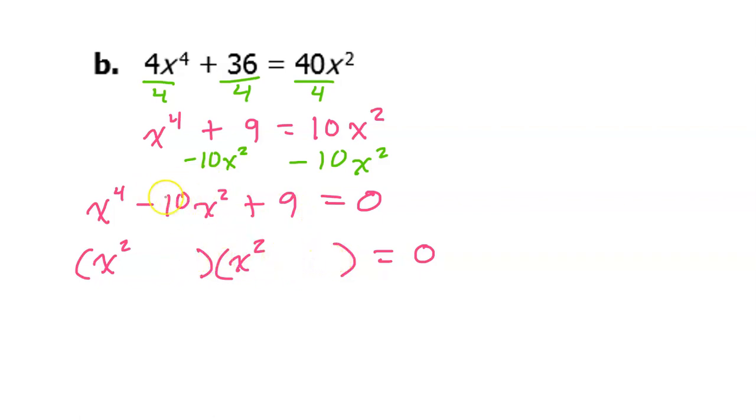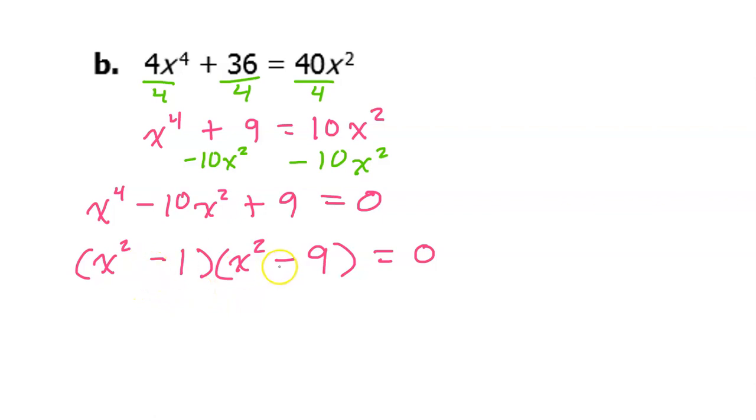But I'm keeping my eye on the middle term of negative 10, and that makes me think that it's going to be 1 times 9. Now, in order to make a negative 10, this is going to have to be negative, and this will have to be negative. That will give me a negative 1x squared for the inner terms. And it will give me a negative 9x squared for the outer terms, for a total of negative 10. Also, negative 1 times negative 9 is positive 9, so that works out as well.